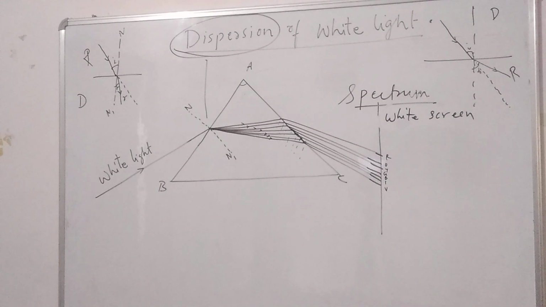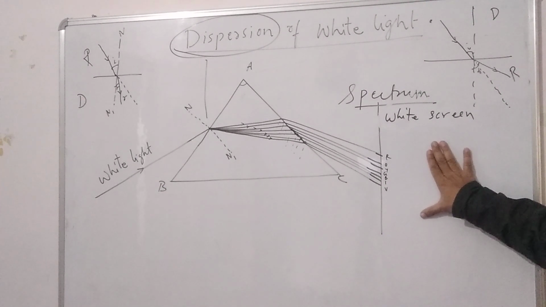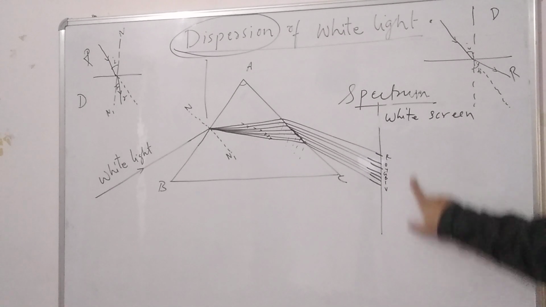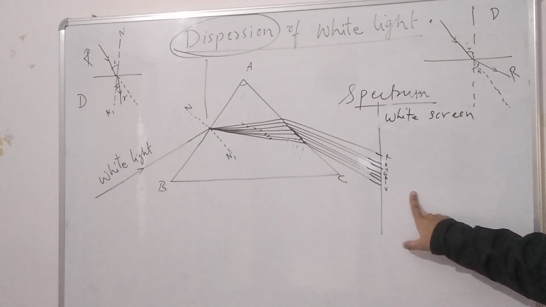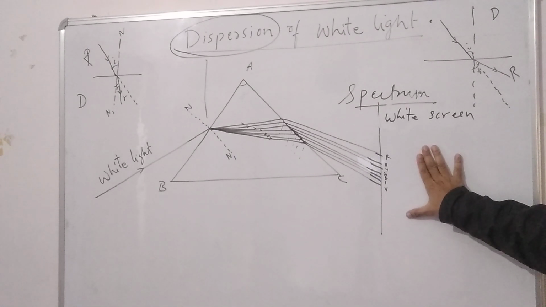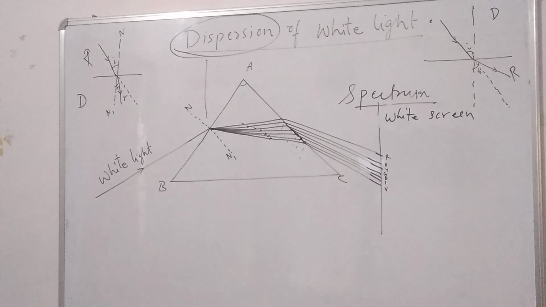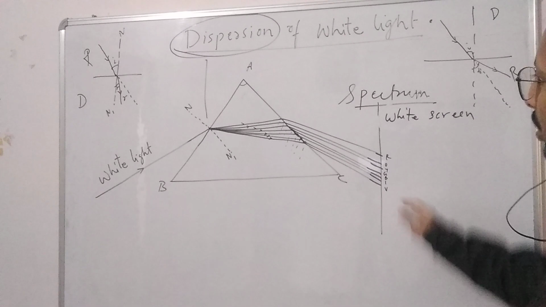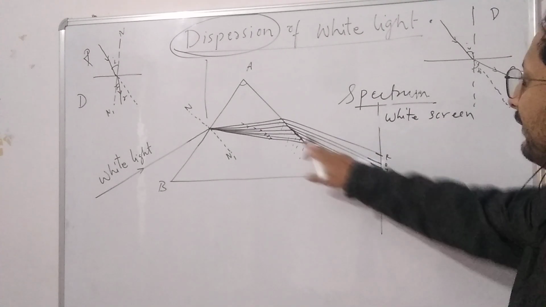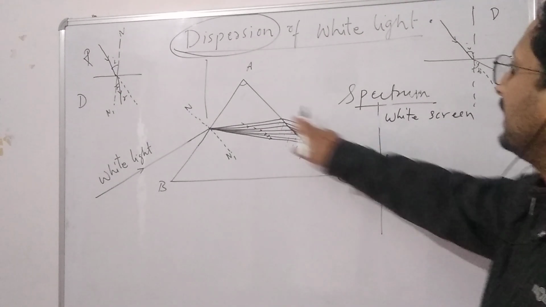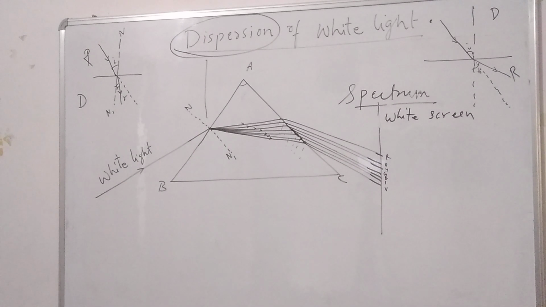Here you can easily see that these are the colors of the rainbow also. This 7 constituent color which is formed here, you can also see on the rainbow. Now one thing you can also observe here is that violet color deviates the most and red color deviates the least. So all this is taking place.